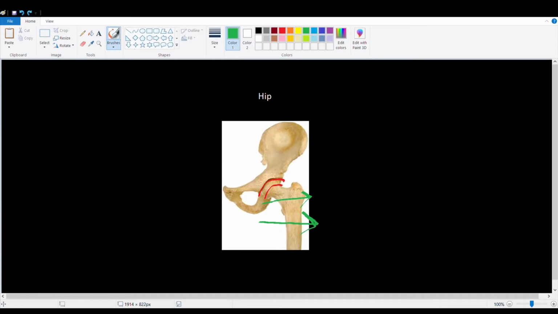And same goes for any kind of adduction. So say there's some adduction here, the roll will also adduct, and the glide will move laterally.